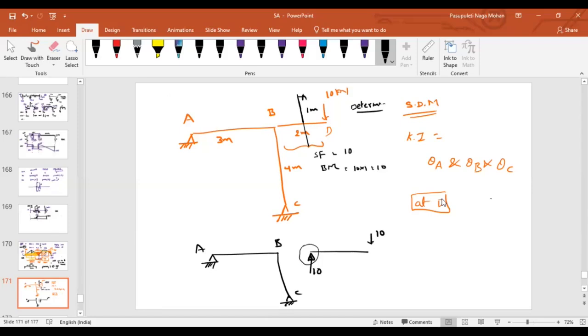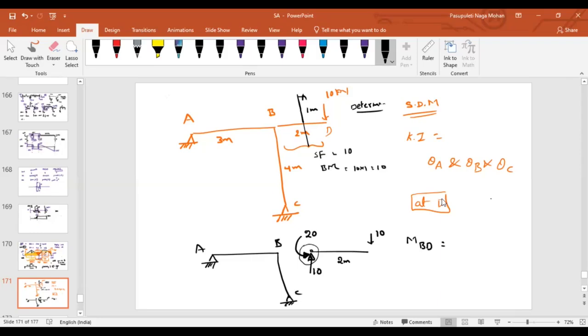And then these two are trying to rotate your beam in which direction? Clockwise. How will you balance it? Anti-clockwise moment. And what is that value? Total distance is 2 meters, then how much will it be? 10 into 2, 20. That means what is the moment at B towards D?